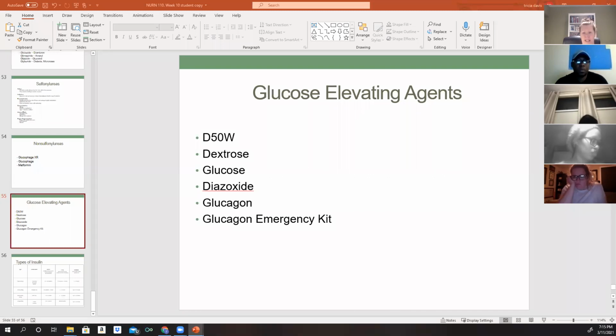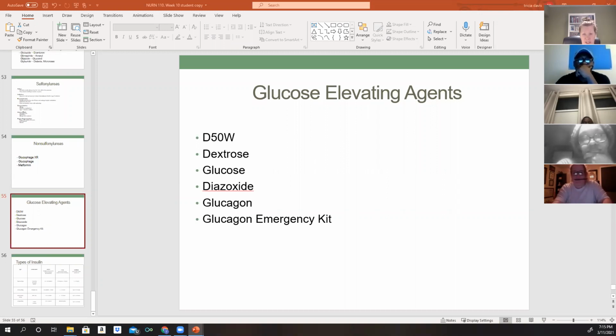So we usually give the dextrose or the D50W. It comes in a little bottle and sometimes you have to give them 50 cc's of it. It's very thick. It's very hard to pull up, and it's hard to push into the IV as well, but it works pretty quickly. Usually within 4 minutes when you recheck the blood sugar, their blood sugar is already up.